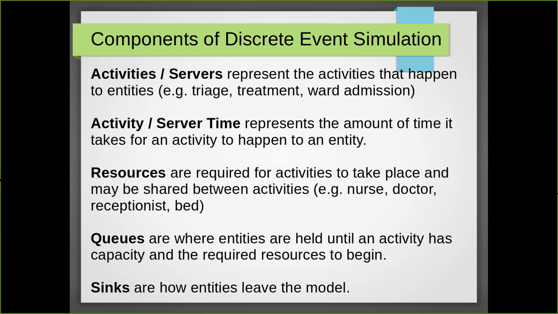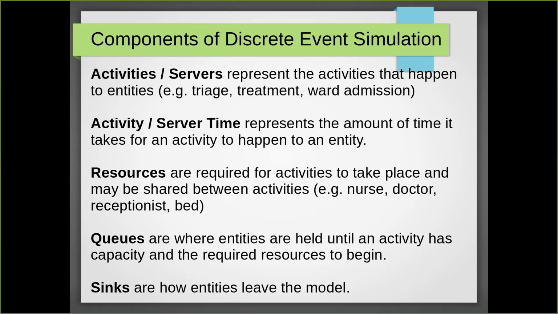Typically, we need resources in order for these activities to happen. And those resources might be shared between activities. So you might have nurses who are doing multiple different things. And so if somebody's queuing for a triage up here, they need to wait for a nurse to become available, but the nurse may be also doing other things as well.